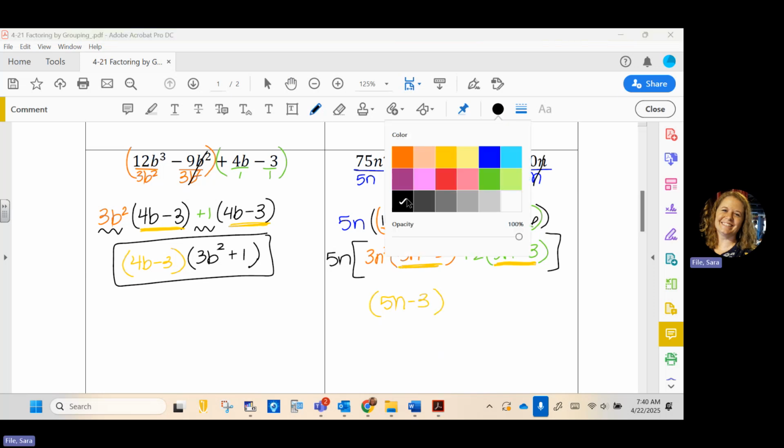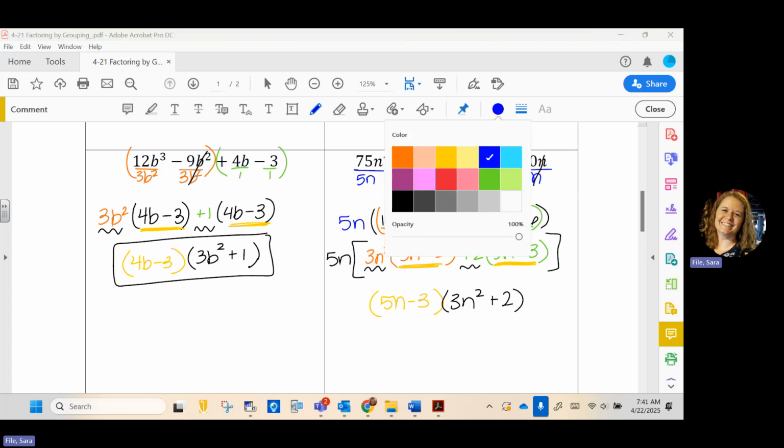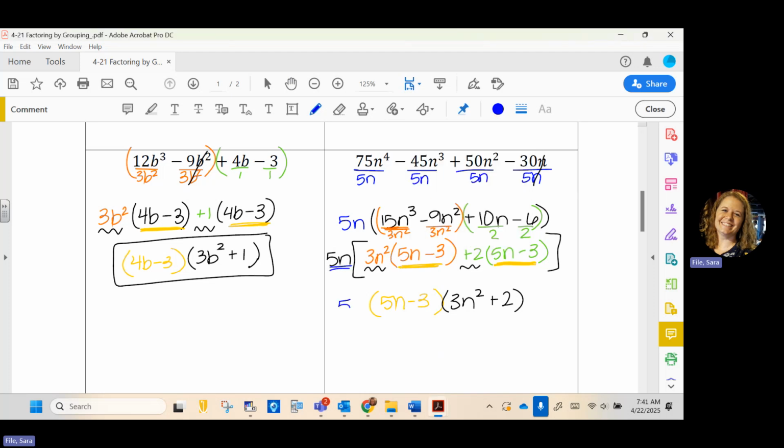And then I bring together 3n squared plus 2. Nothing that I can take further. And then I've still got that 5n in front. So this one has 3 factors. And none of them can be taken any further than that. So that's as far as I can go.